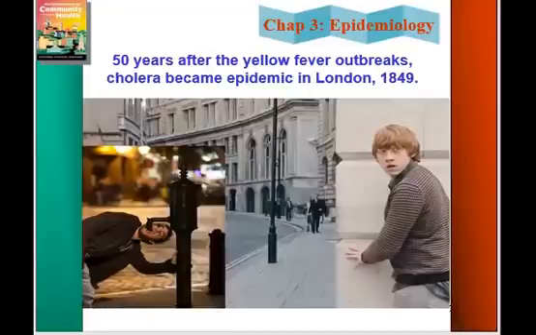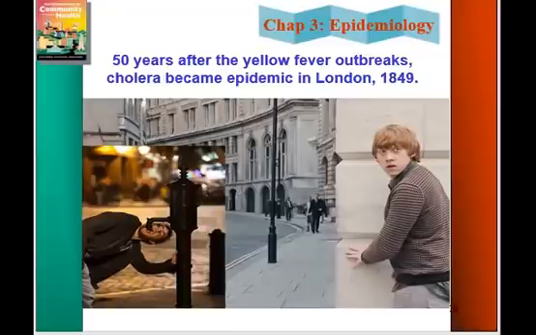Then we have this one. An epidemic in London in 1849. Actually, for me personally, this event is the most remarkable event in the history of epidemiology, because it is in this time that you can really see the different activities that we do in epidemiology. Okay? So what happened here?